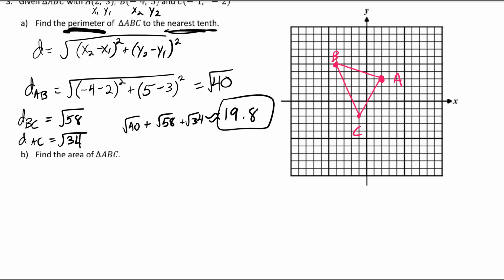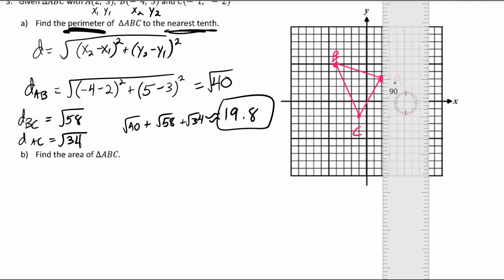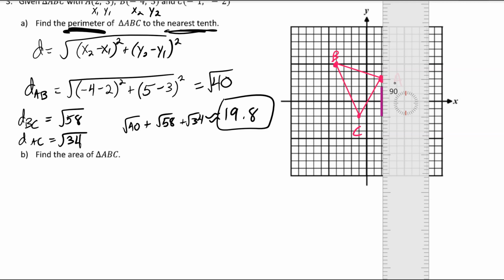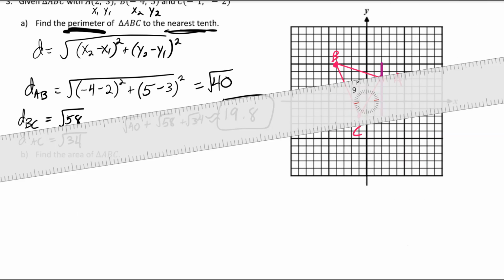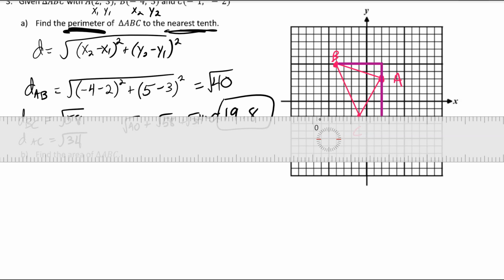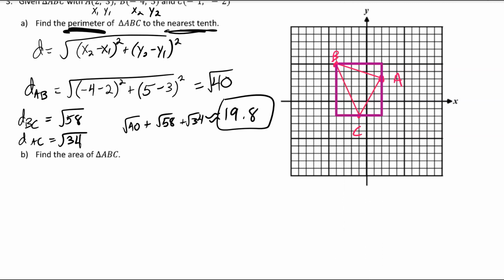Part B says find the area of triangle ABC. The fastest way to do that would be to box this guy in. So I'm going to draw a nice rectangle around this figure here. I'll do it in purple. So that A, B, and C all lie on the edges of this rectangle here. I can make that one a little shorter. Again, I want all three of the vertexes to lie nicely on the edges of this rectangle, just like that.